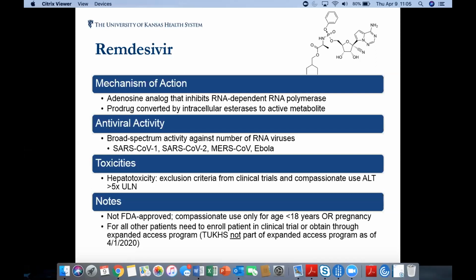The biggest toxicity with this medication is hepatotoxicity, and patients with an ALT greater than 5 times the upper limit of normal are excluded from clinical trials as well as compassionate use. With regard to compassionate use, there was a program for obtaining this medication for patients with severe and critical disease manifestation. It has since dissolved, and it only exists for patients that are less than 18 years of age or pregnant. For all other patients, you either need to enroll them in a clinical study or you need to gain access through the expanded access program.